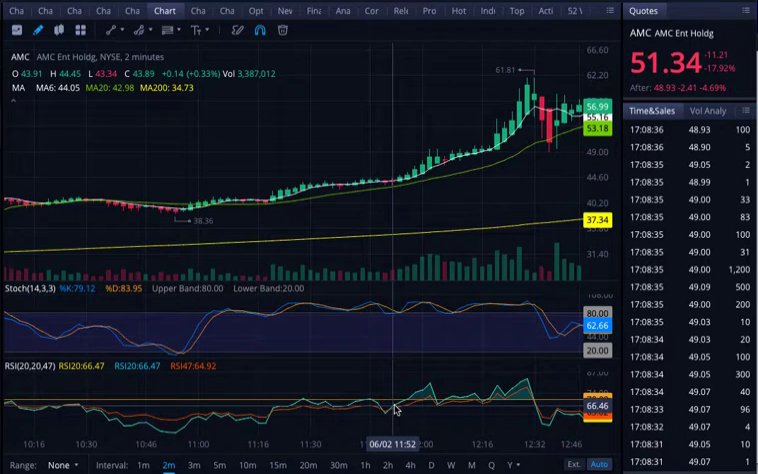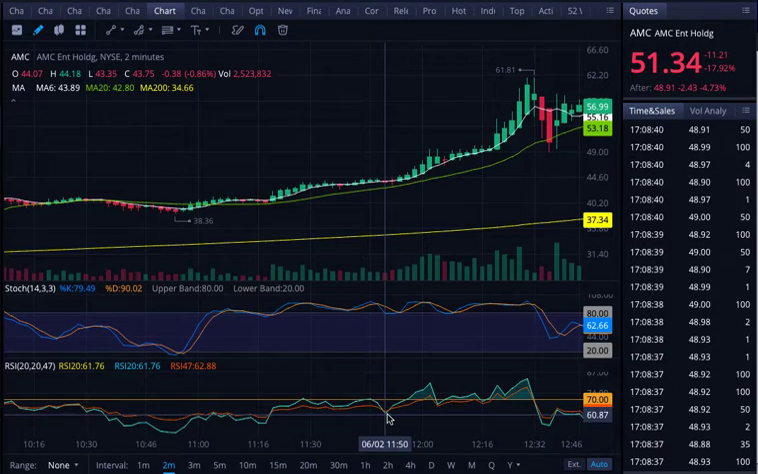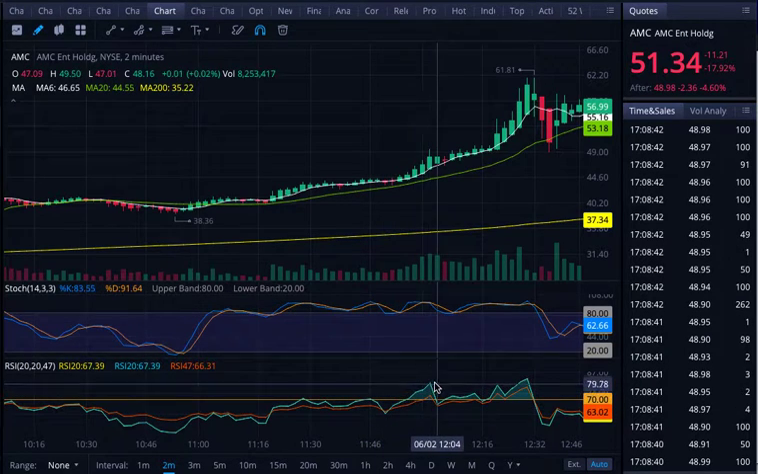Over here is still showing an uptrend. Down here on the RSI is still showing an uptrend. It's still showing an uptrend. See that? It's going up.